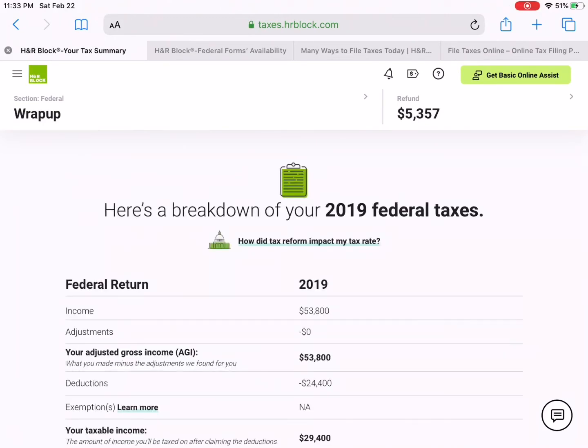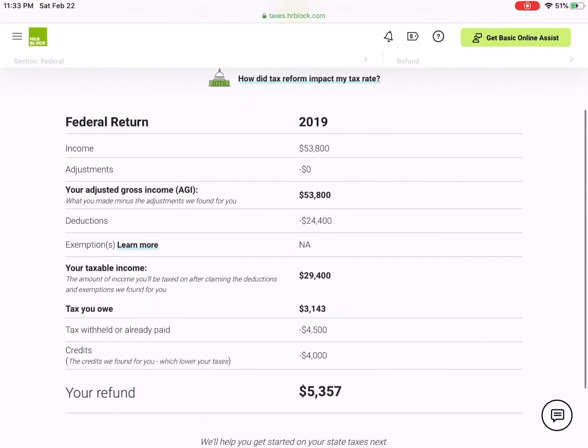And so here's the breakdown of 2019 federal taxes. Here it shows everything that you're getting. Again, it doesn't show the calculations, which is kind of frustrating, but it's understandable that they're not going to show you how they're calculating everything, or else you could just take those numbers and file it yourself. I guess you're doing the free file with this version, so anyway, I wish they'd show you the calculations.